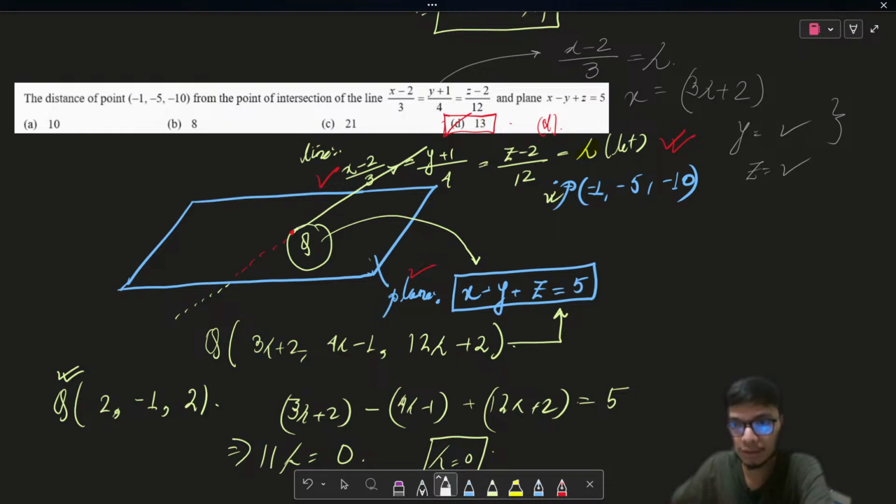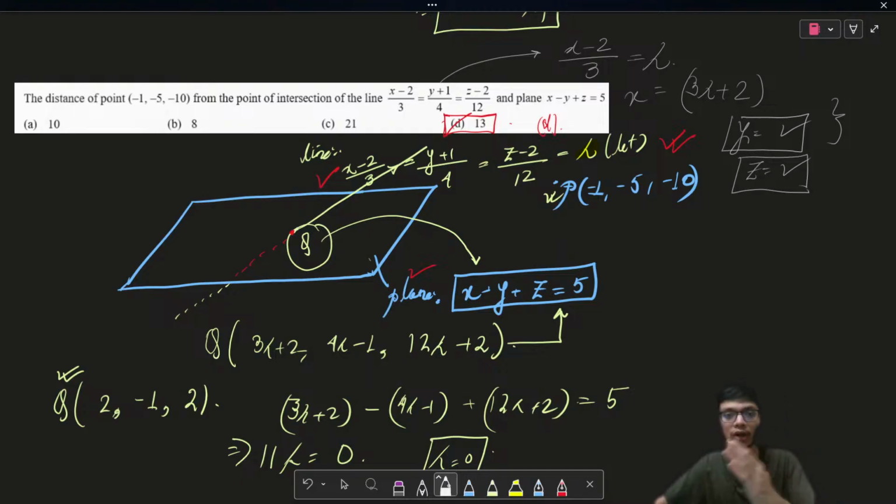Anyway, so by that we can find the values of x, y and z. Now that x, y, z is any random point on this line. To find the point of intersection, that random point on the line must lie on the plane. So we have to solve for that particular point on the line for which I will have the intersection with the plane.